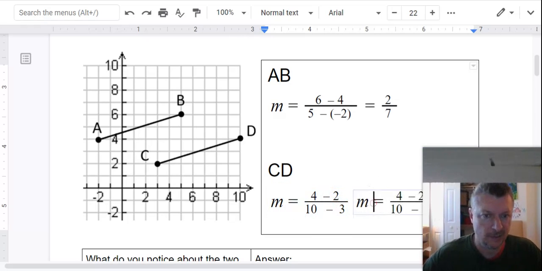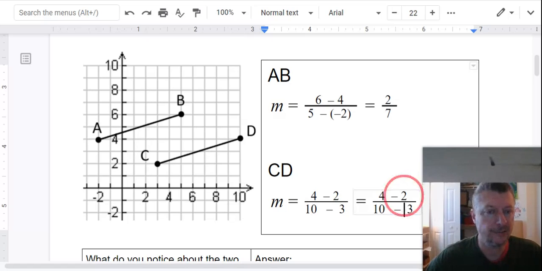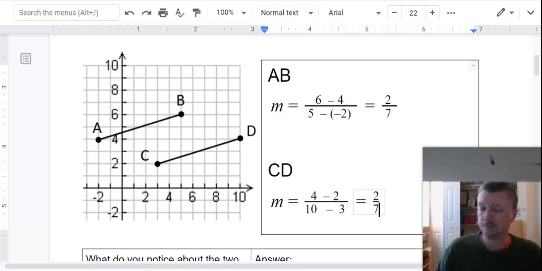I'm just going to copy this and put it back over here. Okay, I can still see that. All right, good. And now just 4 minus 2. What's 4 minus 2? It is 2. What's 10 minus 3? There we go. 10 minus 3 is 7.